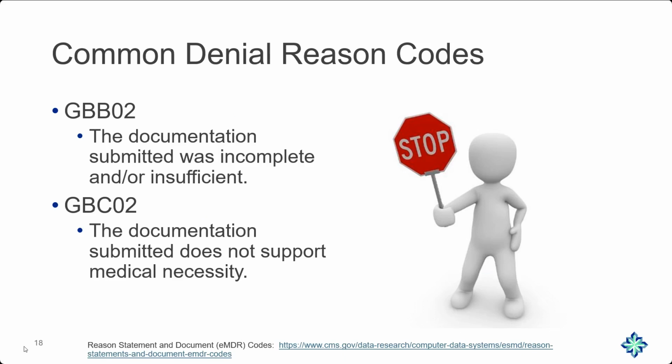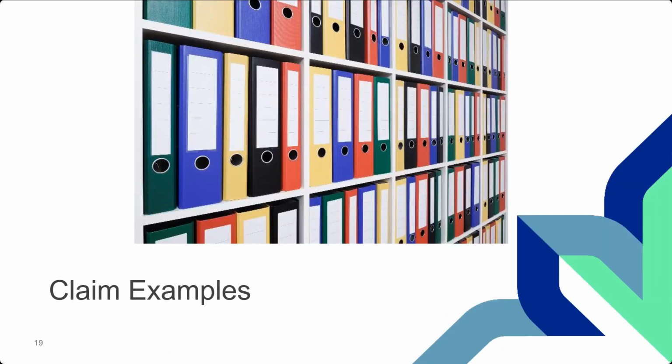Okay, so let's move on. I don't see any other questions in the chat right now, so let's move on. So now that we've reviewed the documentation requirements for CPT code 90966 and common denial reason codes we often encounter, let's take a look at some claim examples.